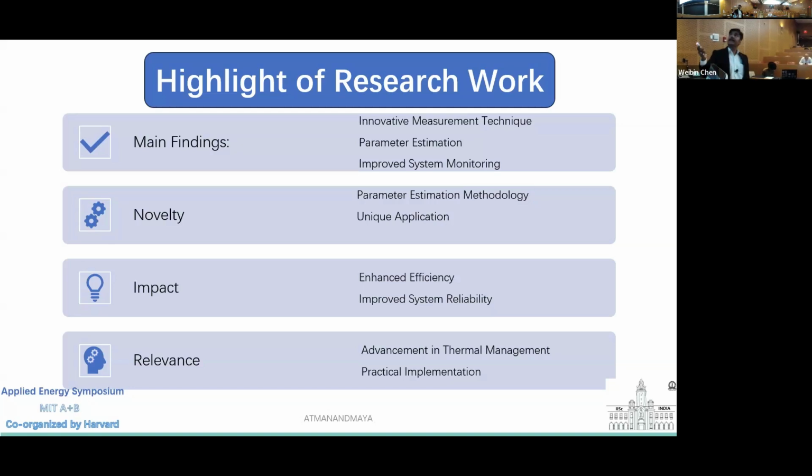The novelty of my work lies in the parameter estimation methodology, where I'm extracting the external Seebeck coefficient and the internal Seebeck coefficient in terms of the terminal characteristics of the Peltier module, which finds a unique application in the developed desalination unit. This will help in improving the system reliability by monitoring and controlling the system process. My work will find relevance in the advancement of thermal management, and we can directly implement this modeling for practical implementation in the industry.